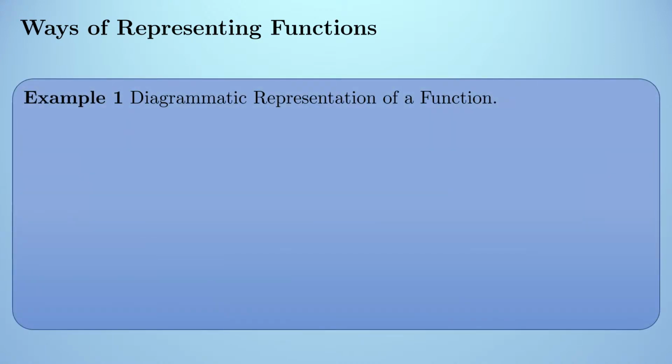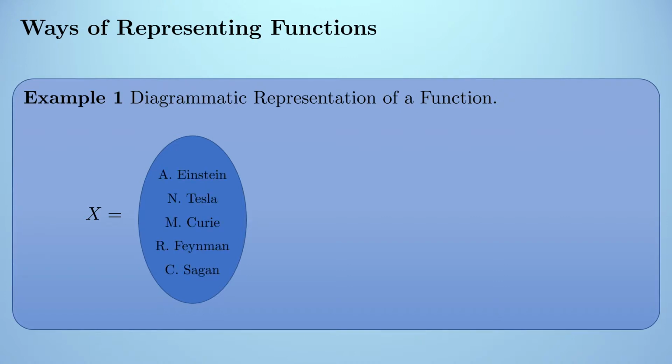In our first example, we look at how to represent a function using diagrams. Recall that a function consists of 2 sets, X and Y, the domain and the codomain of the function, as well as a rule of correspondence between elements of these 2 sets. So in this example, we represent each of the sets by an oval, the first one being X, and then we explicitly list the elements that we want this set to contain. In this example, it happens to be the names of 5 famous scientists.